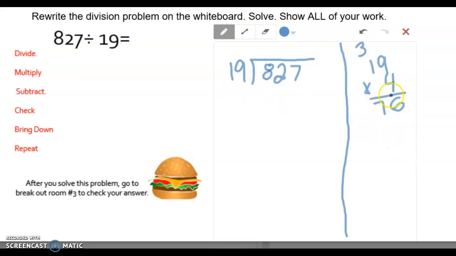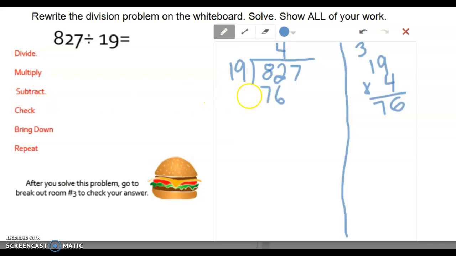And let me compare now. 19 times 4 is 76. Oh, it looks pretty close to 82, right? It's only about 6 away, so I know I can't do 19 times 5. So let's go ahead and put our 4 above the 2. And we're going to multiply next. 4 times 19 is 76.